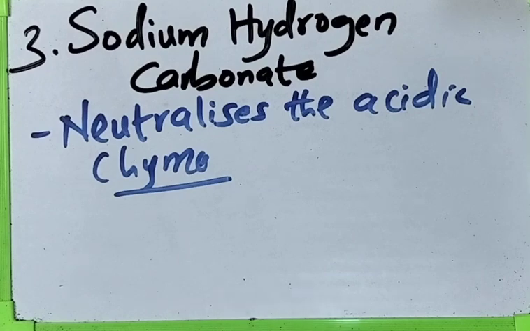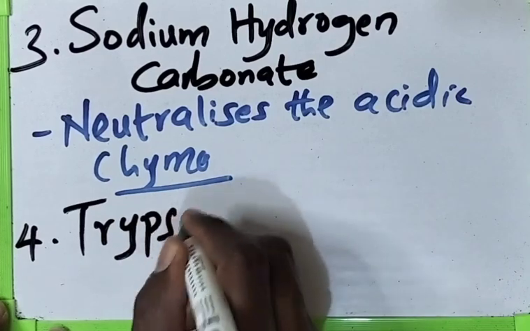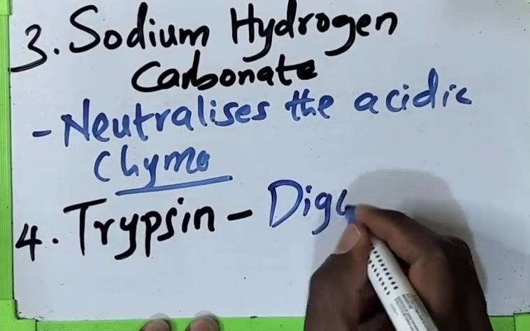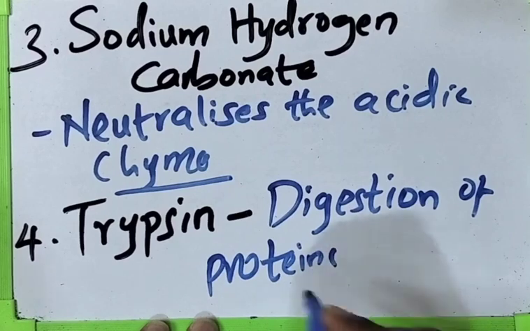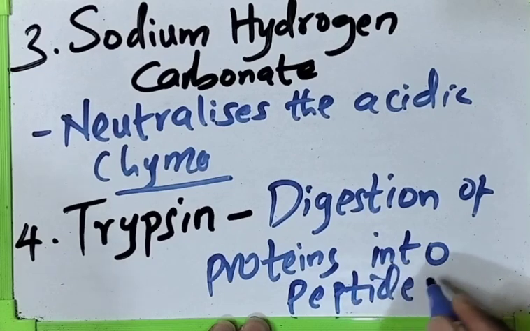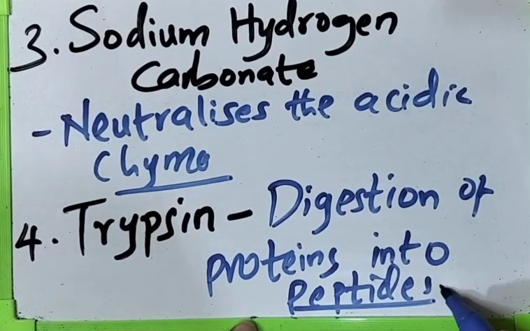Then number 4, trypsin. Component number 4 for the pancreatic juice is trypsin. Trypsin aids in the digestion of proteins into what we call peptides. So proteins are digested by the trypsin enzyme, and that one is very crucial because proteins need to be digested into peptides for easy absorption.